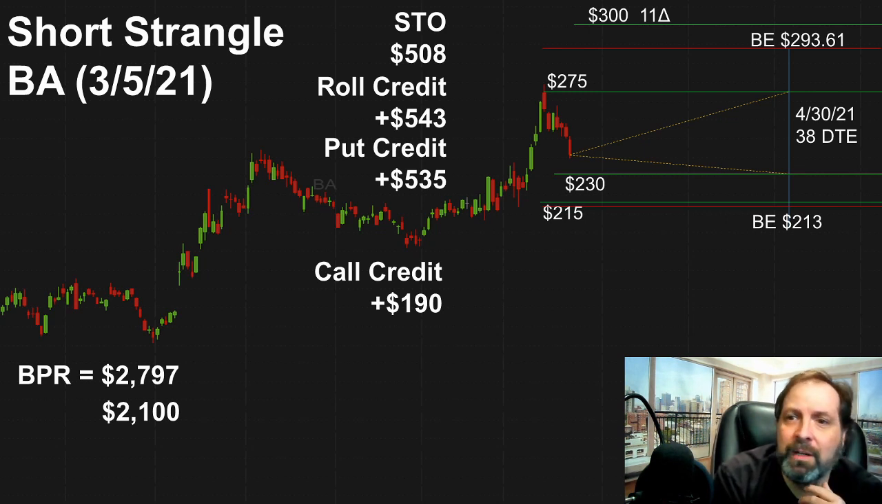It's no longer a strangle. I don't know what to call it. It's 2 strangles that expire on the same date, 38 days from now. And going forward, I want this to stay within my triangle over here.